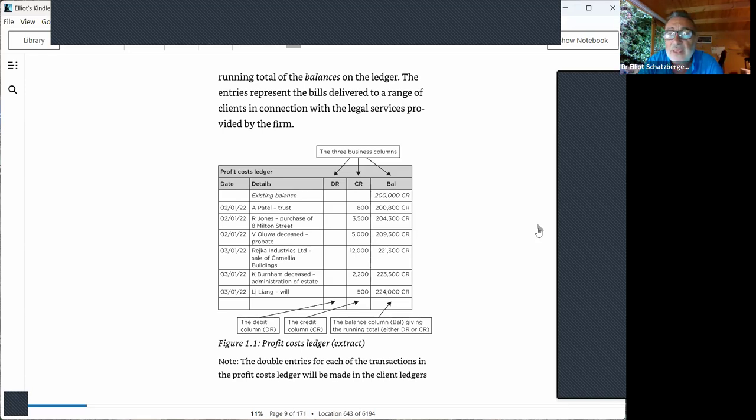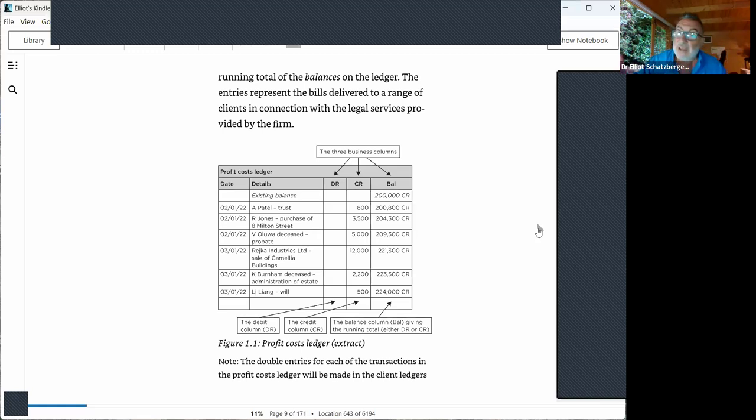Down the left-hand side is the date. Down the middle is the details. Tells you who, tells you what. Then you've got debit or credit, and we can ignore the balance. So if you look at this one, it shows you that we've sent a bill to Patel to do with some kind of trust. And that bill is £800.